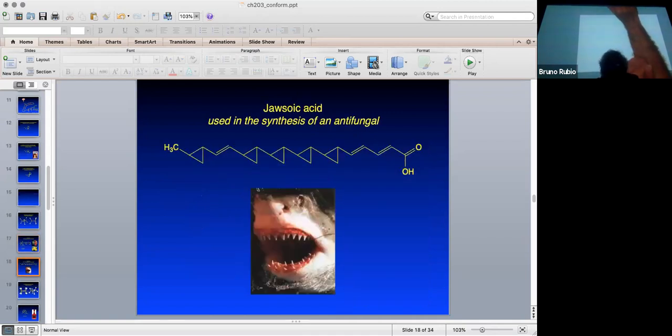So this is an example of jazoic acid. Look at all of those cyclopropanes. I guess it's called this because it's supposed to imitate the teeth of a shark.